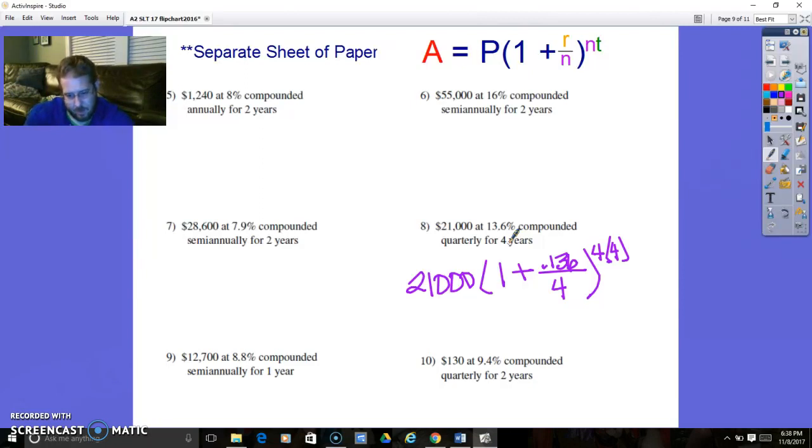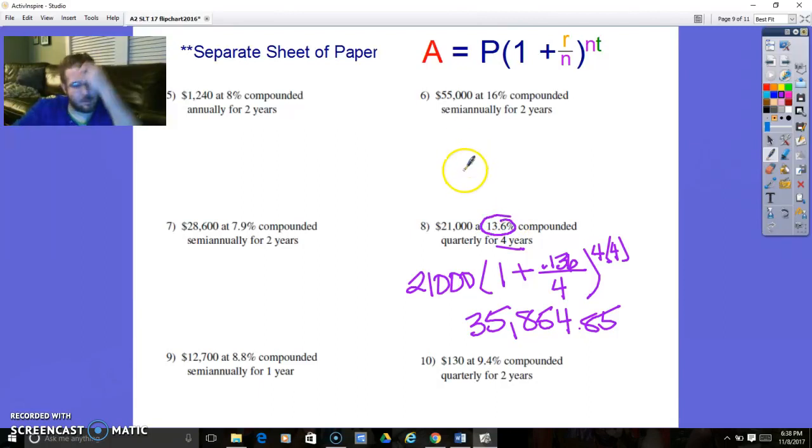And then multiply that by 21,000, and looks like you're going to have $35,854.85. Once again, I know that sounds like a whole lot of money, especially in only 4 years, but that's kind of a ridiculous amount. So we're not talking about how much interest you're making at the bank, but we could be talking about maybe the value of something increasing by that percent, and maybe that would make more sense.